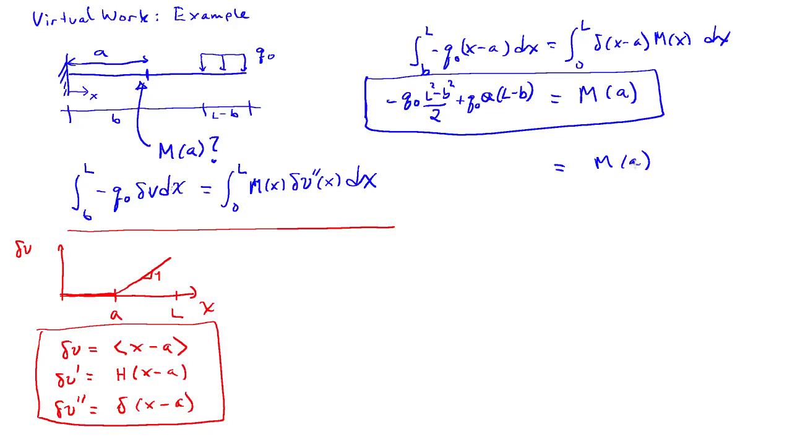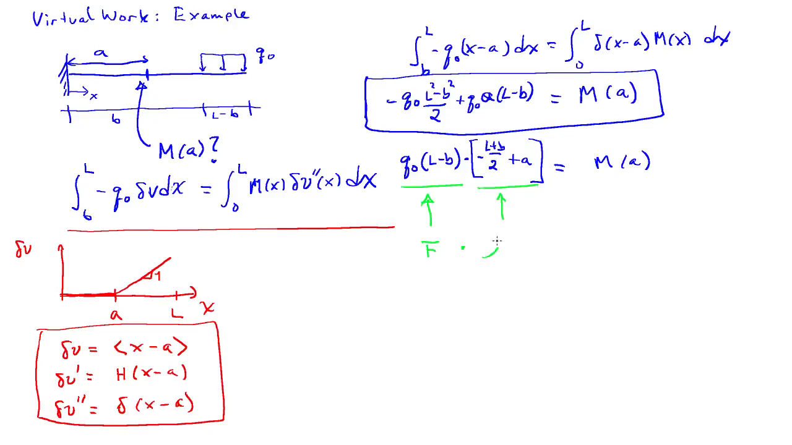And note that if I want, I can rewrite the left-hand side here. I can factor this a little bit. I can write this as Q naught times L minus b times minus L plus b over 2 plus a. So we can actually see that I'm getting the correct thing from the viewpoint of statics, because here I have the load, so that's like the force, and over here I have the lever arm.